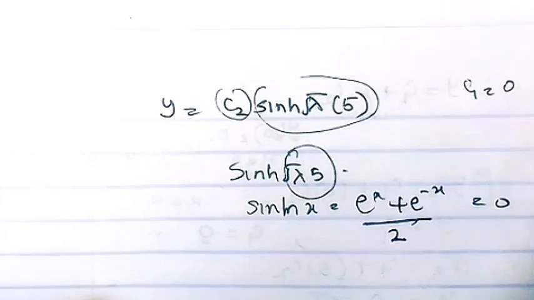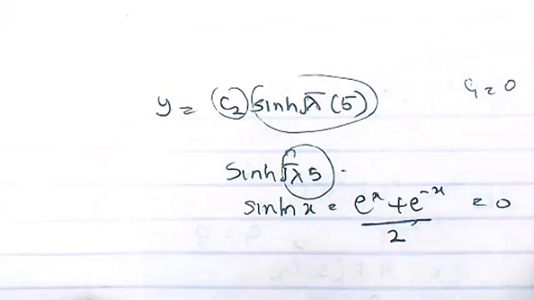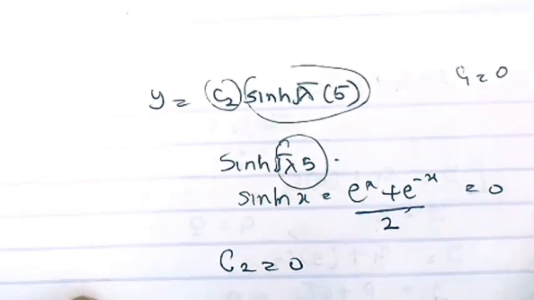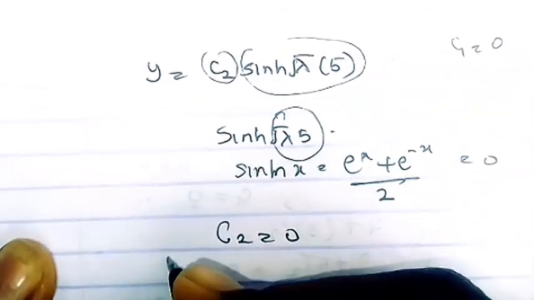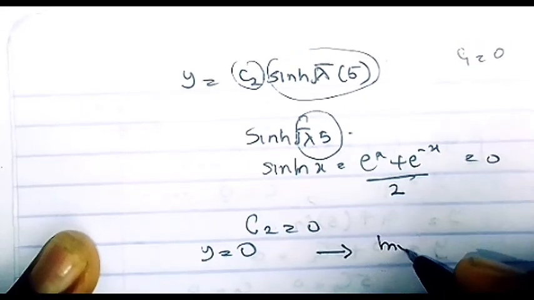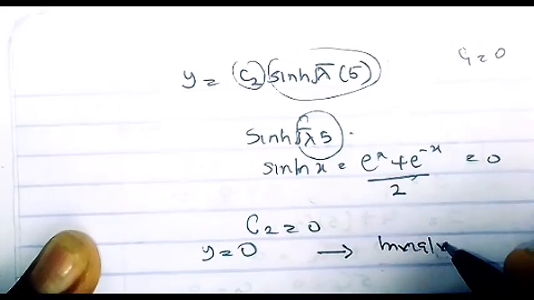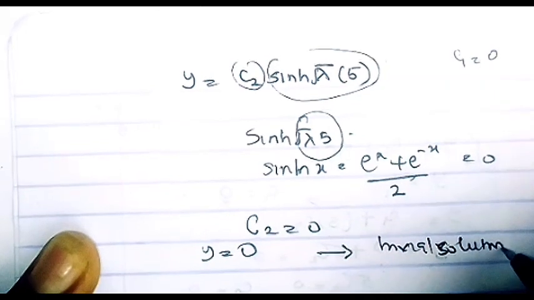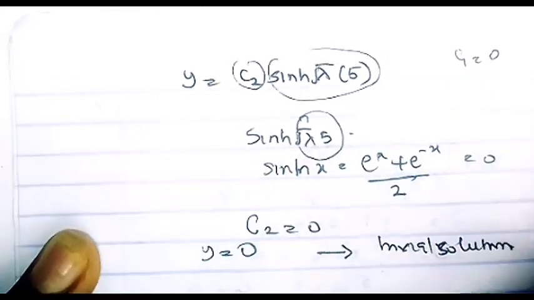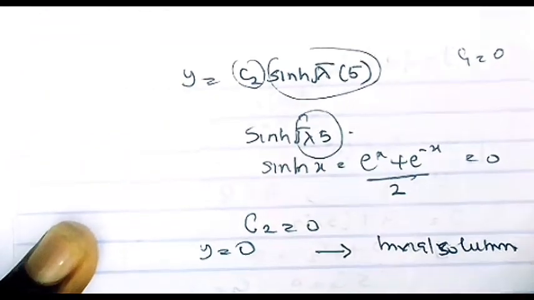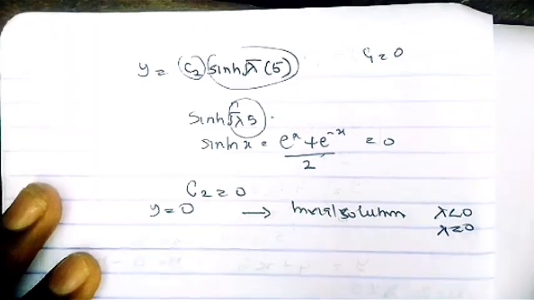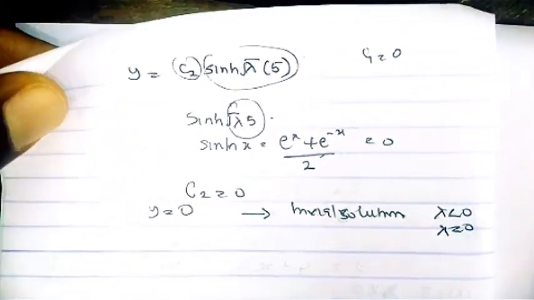So since there's nothing we can do to make that equal to 0, we have no choice but to make c2 equal to 0. So since we make c2 equal to 0, my y is 0, which means y is a trivial solution. So we obtain a trivial solution when lambda is less than 0, and also a trivial solution when lambda is equal to 0. Right. So all that is left for us right now is our third case.